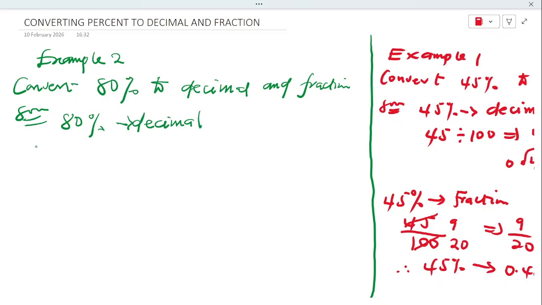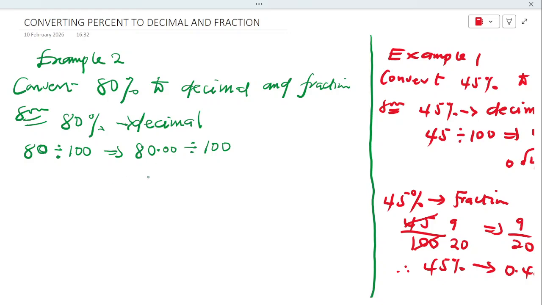And the rule says that you write the 80, you divide by what? 100. Since the dividend, which is 80, is lesser than the divisor 100, you add a decimal point and then you add zeros. So point zeros, you can add as many zeros as you can, divided by 100.